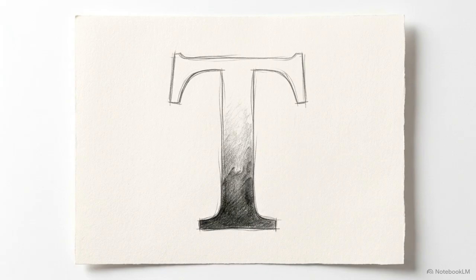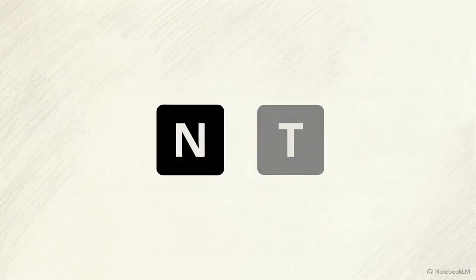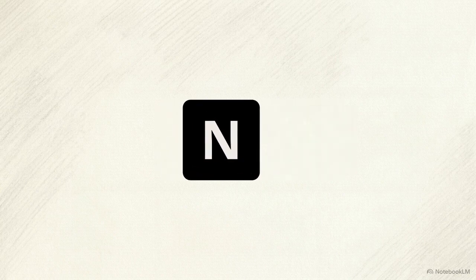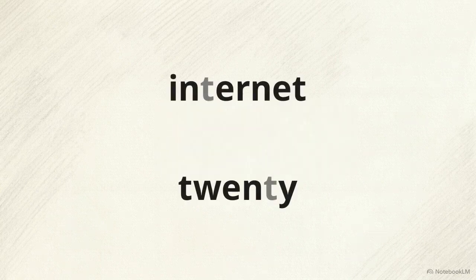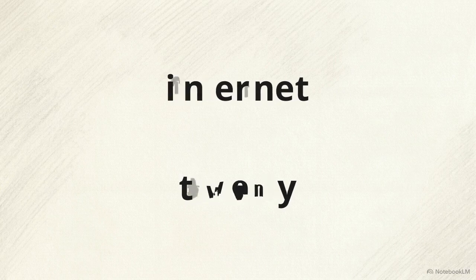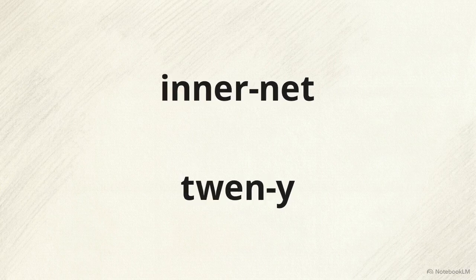Finally, we have the vanishing T. This is where the letter disappears entirely in natural speech. This only happens when a T directly follows an N. Look at the T in internet and 20. In the American accent, these fade away, leaving you with internet and 20.